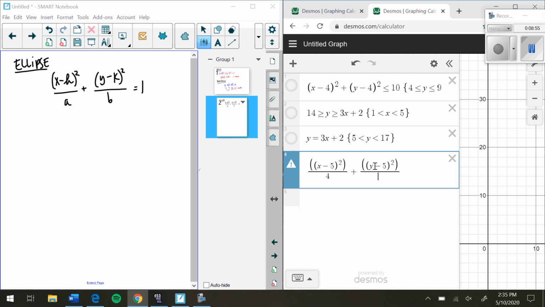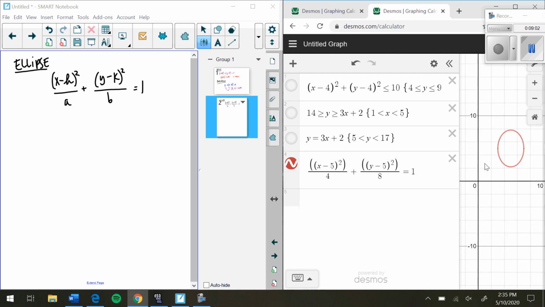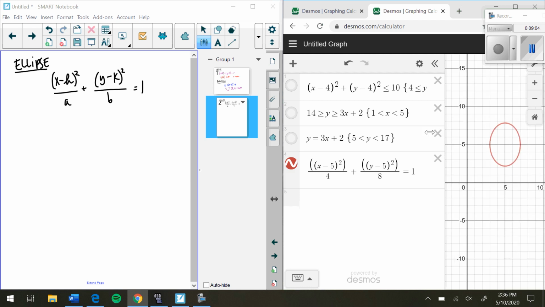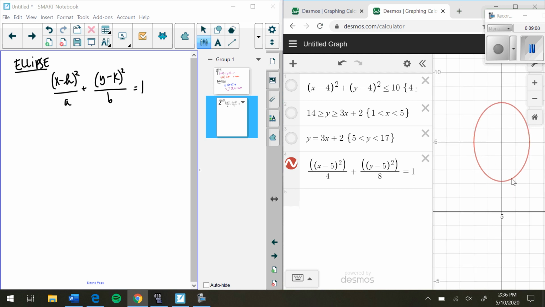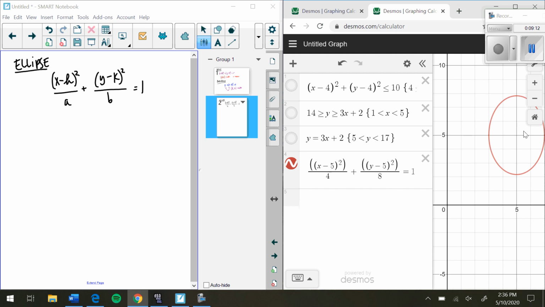And we'll change this to 8, and then I'll show you kind of what's going on, is equal to 1. Okay, so here is our ellipse that I just made up. I didn't make this any specific value for any reason. But notice a couple things. The center is 5, 5, so we see that, 5, 5, these pieces right here.